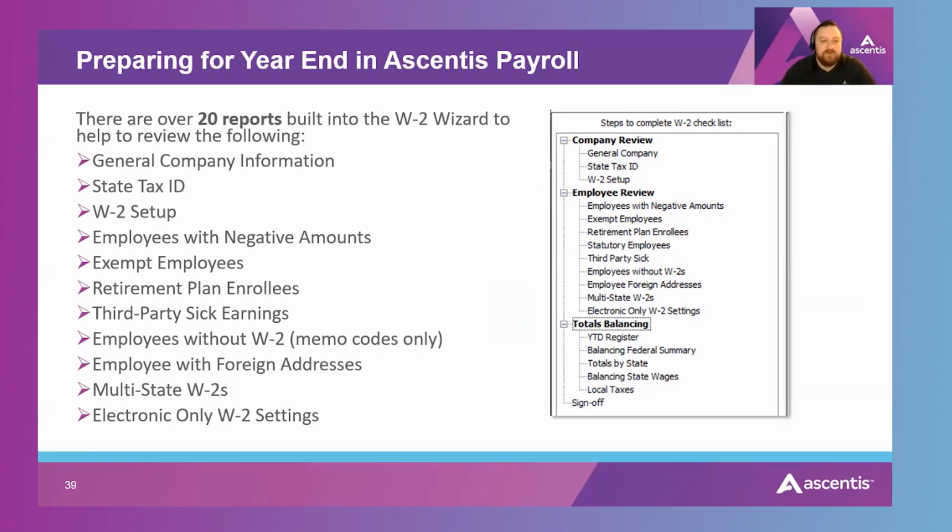There are over 20 reports built into the W-2 wizard to help review your data. General company information, state tax IDs, W-2 setups, employees with negative amounts, exempt employees, retirement plan enrollees, third-party sick earnings, employees without W-2s, employees with foreign addresses, multi-state W-2s, and electronic-only W-2 settings. Again, the deadline for the wizard is going to be January 5th.